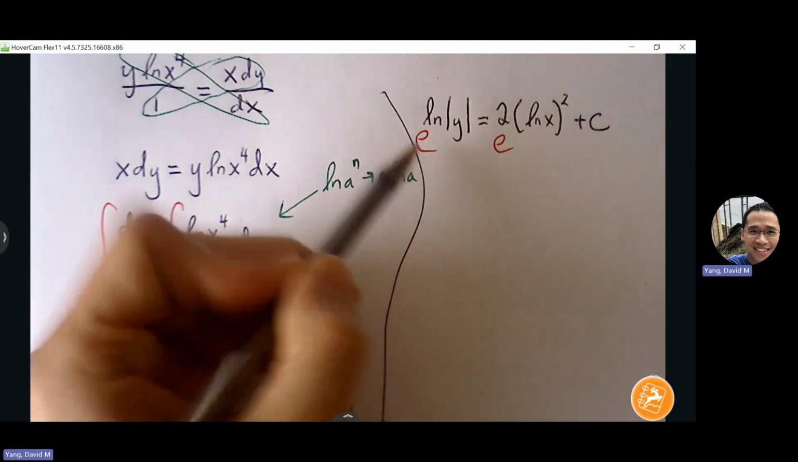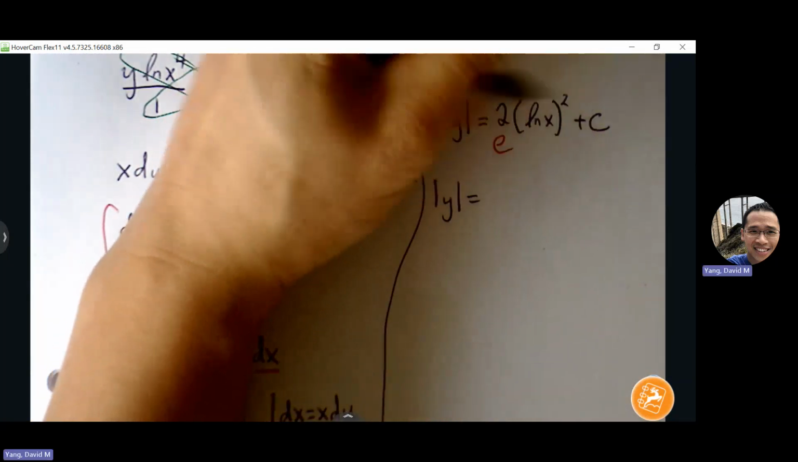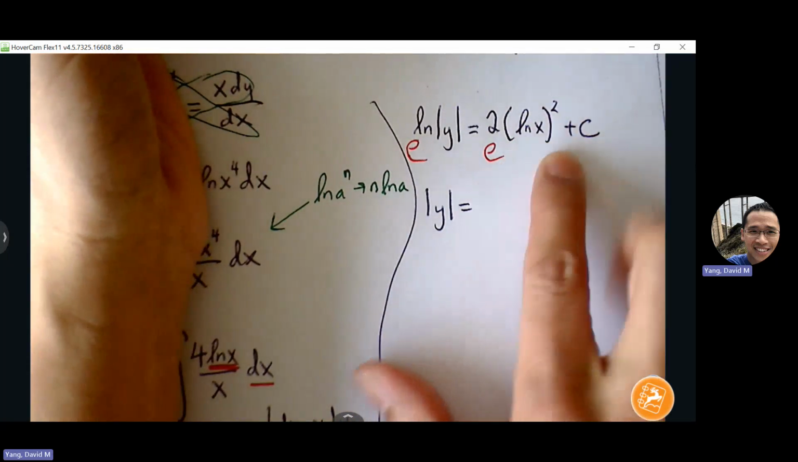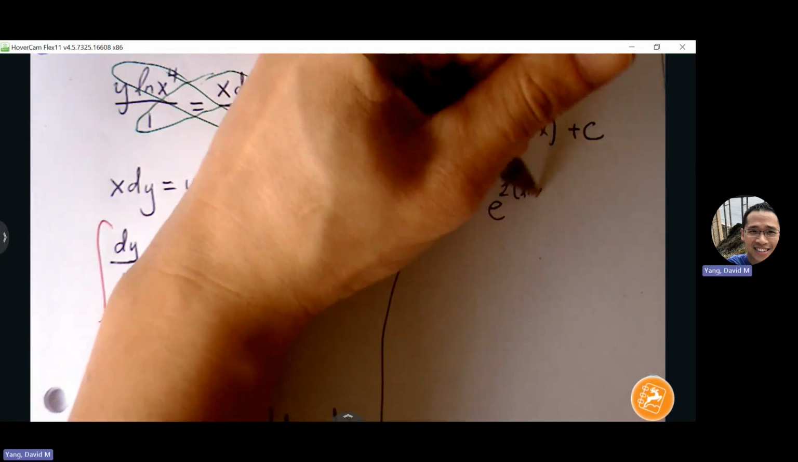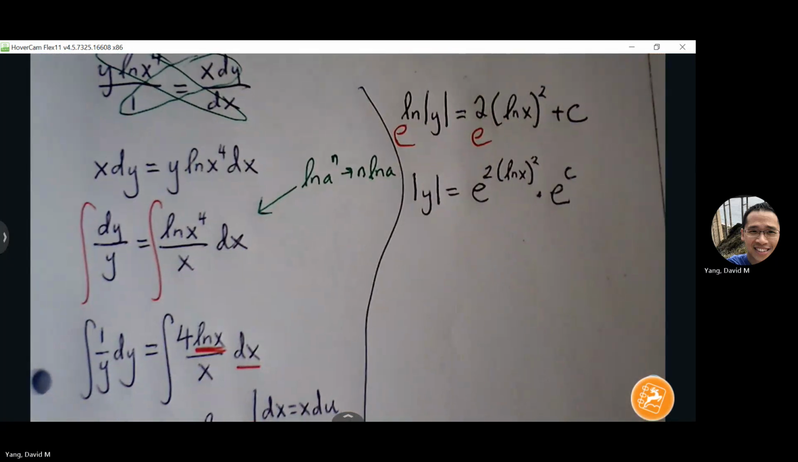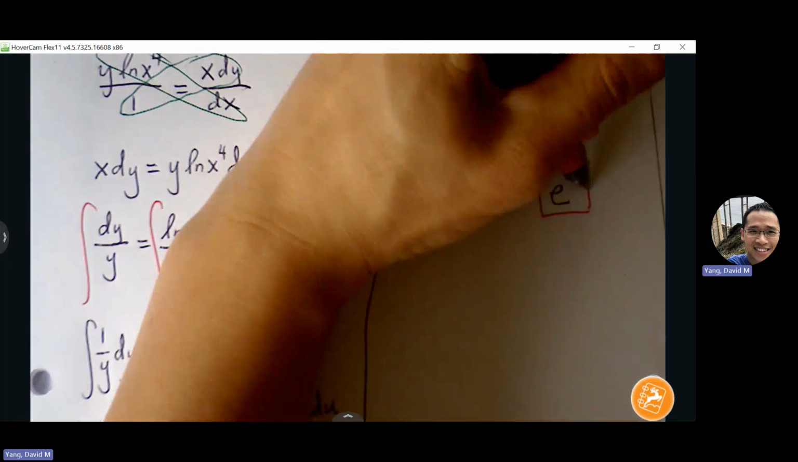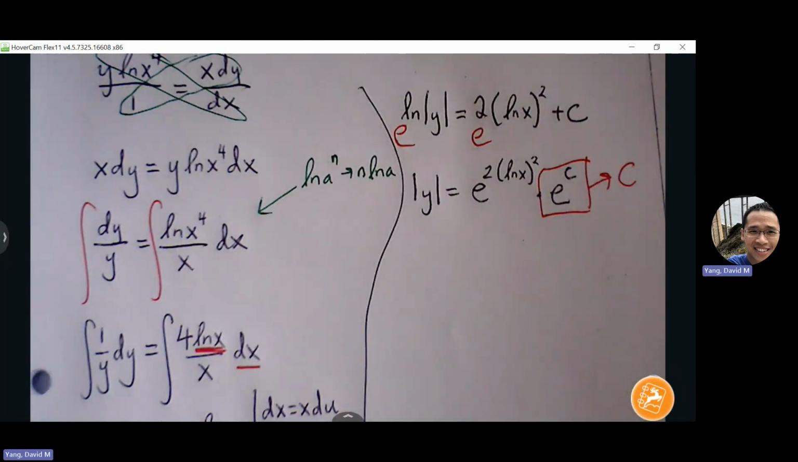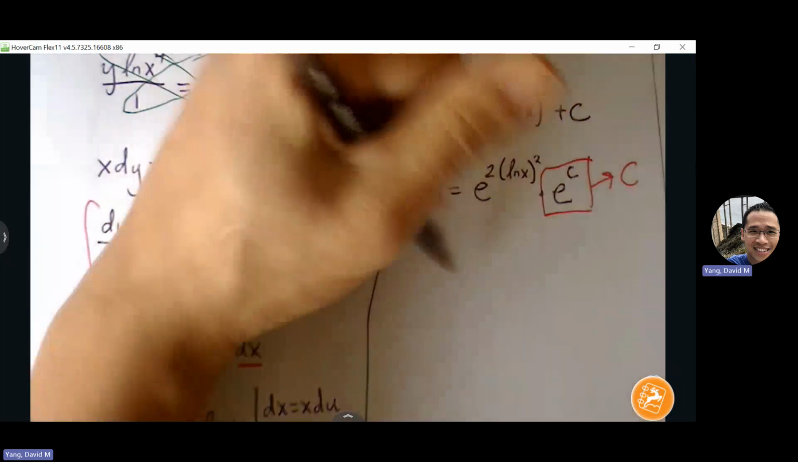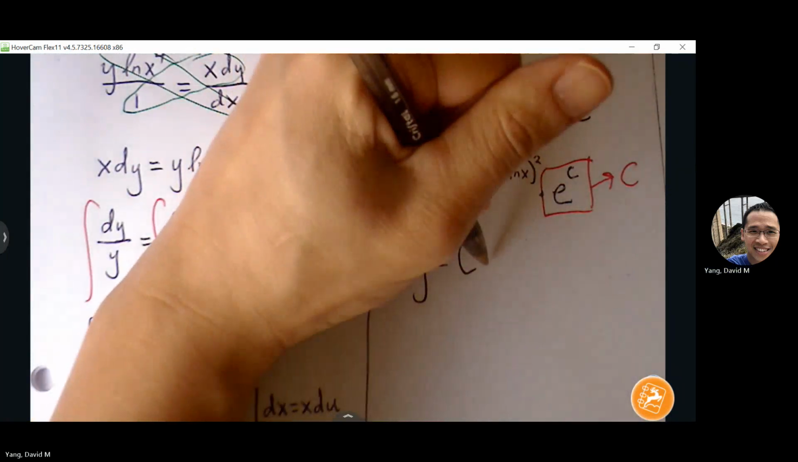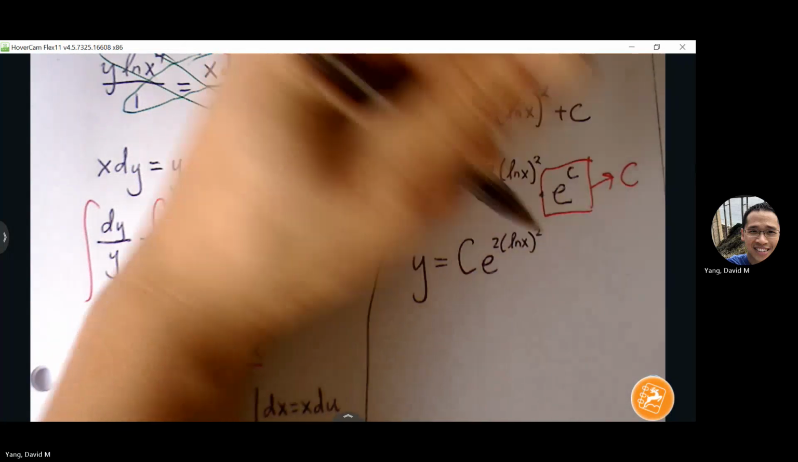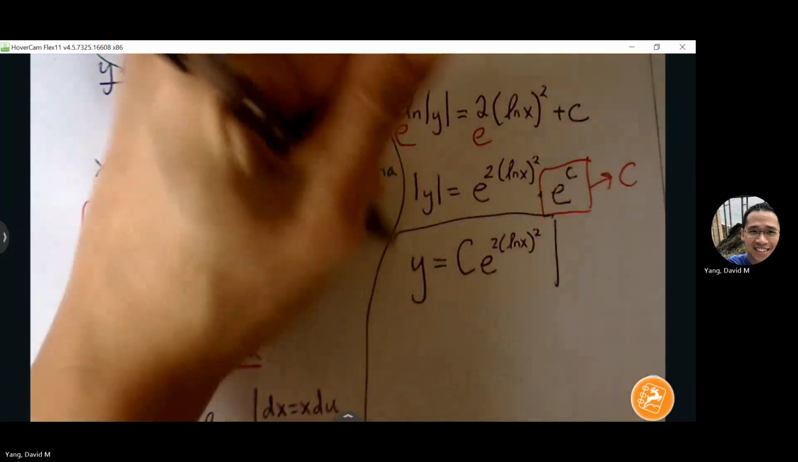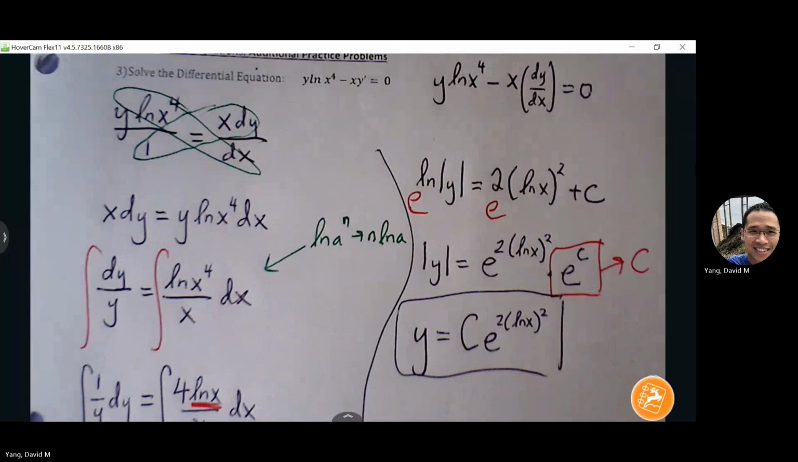Left side cleans up. We can separate the c away from the expression by multiplying and making it two bases: e to the 2 natural log of x quantity squared times e to the c. We know e to the c becomes just c. Pull that in front, drop the absolute value, the plus or minus gets absorbed into the c. So here's our general equation.